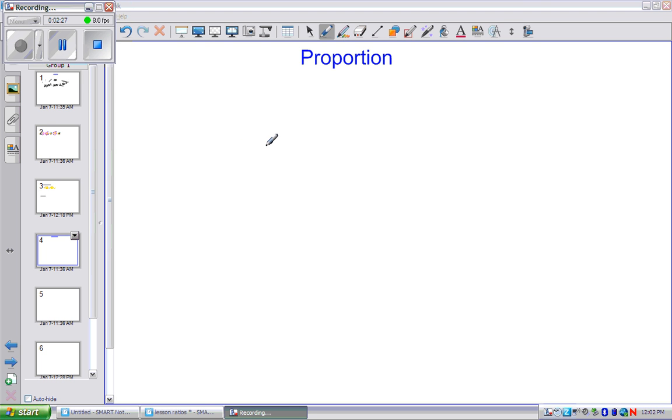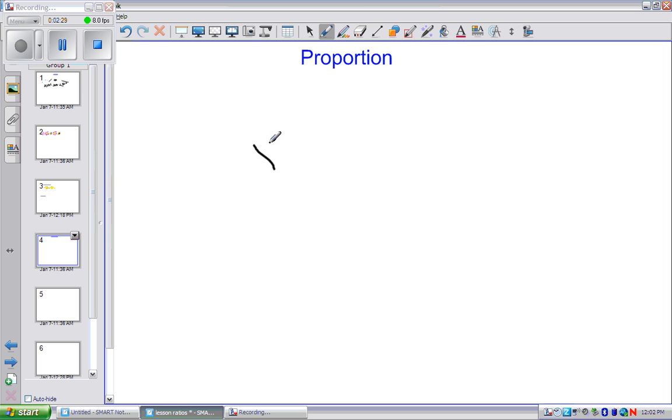In math, to write an unknown value, you either use x or n. For now, we are going to use x. X is going to represent one part of our proportion. By using cross products, we can solve for x.